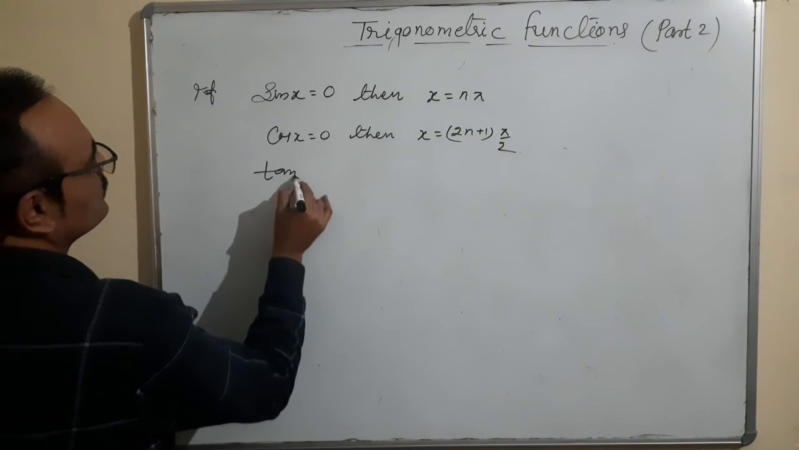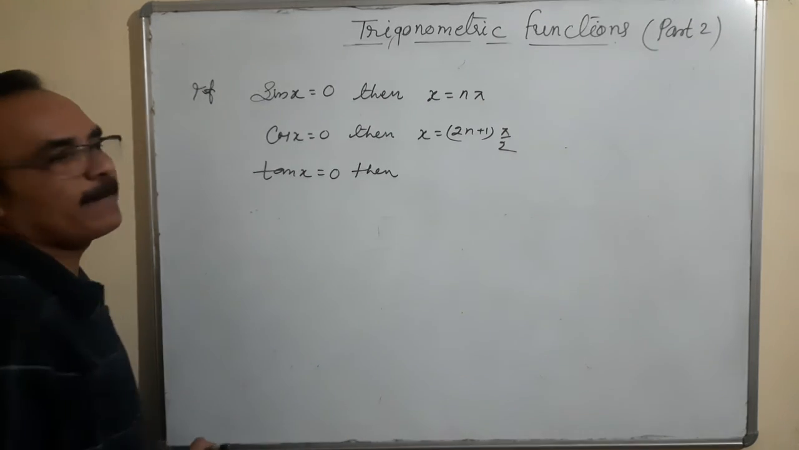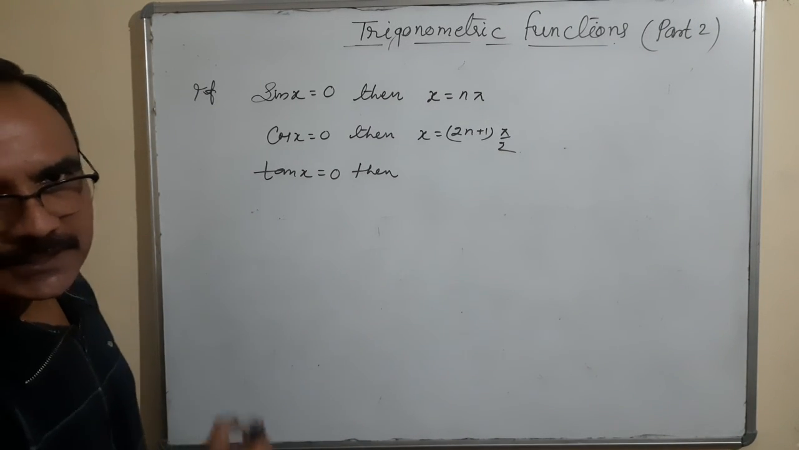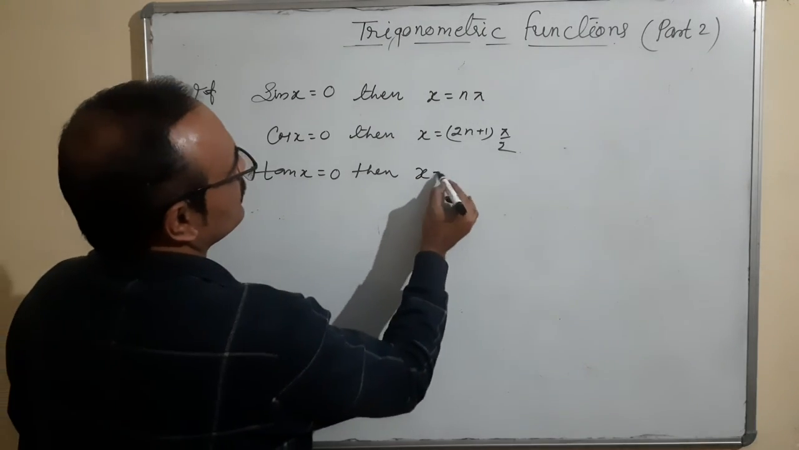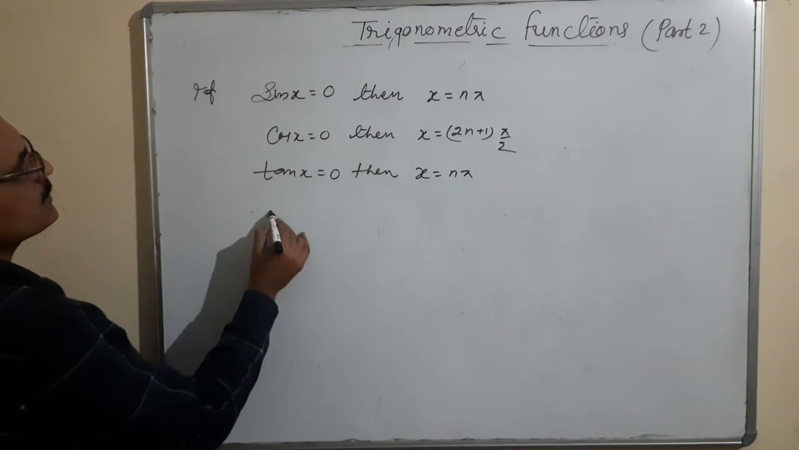Tan x is equal to 0, then same situation as with the sine, like sine is 0 at 180 so tan is 0 there. So same thing, x is equal to n pi. Okay. And cosec x is equal to 0.